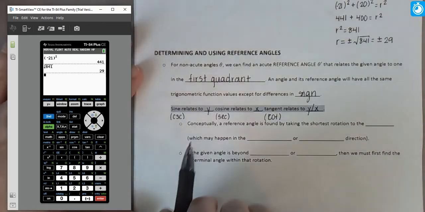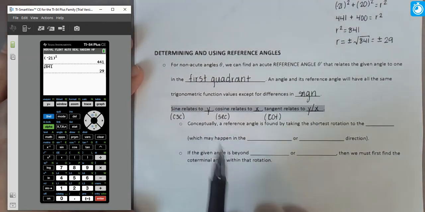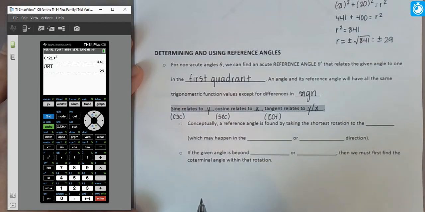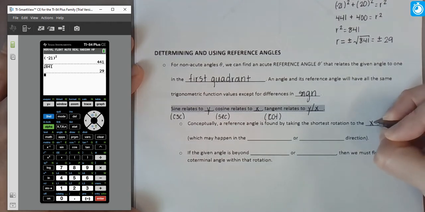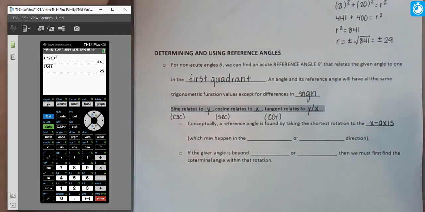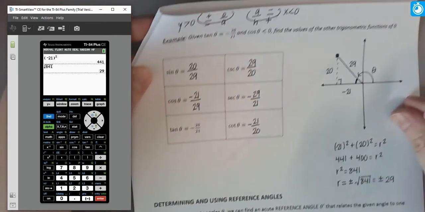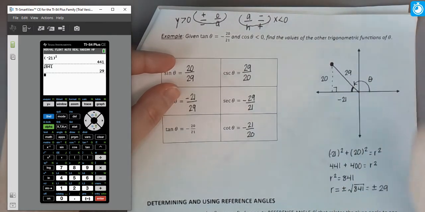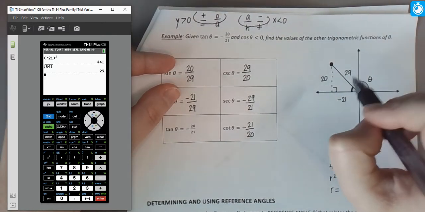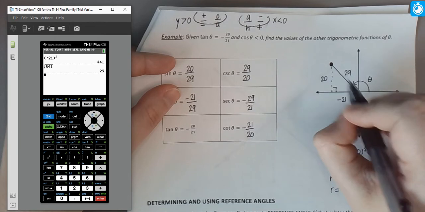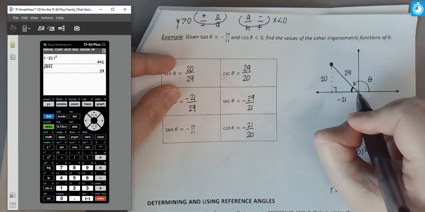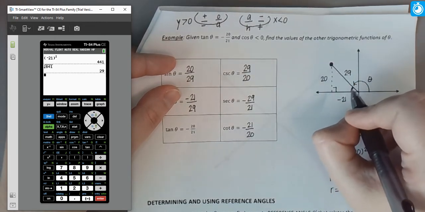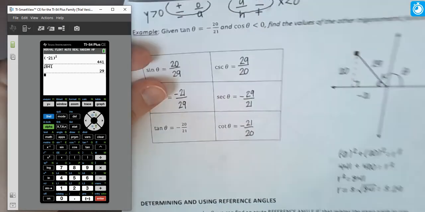So conceptually speaking, a reference angle is found by taking the shortest amount of rotation from the terminal side of our angle to the x-axis. So we've actually seen all three different situations where we need a reference angle. In this particular example, notice our angle was in the second quadrant. The shortest amount of rotation to take us from our terminal side to the x-axis was this angle right here. So that would be defined as our reference angle.